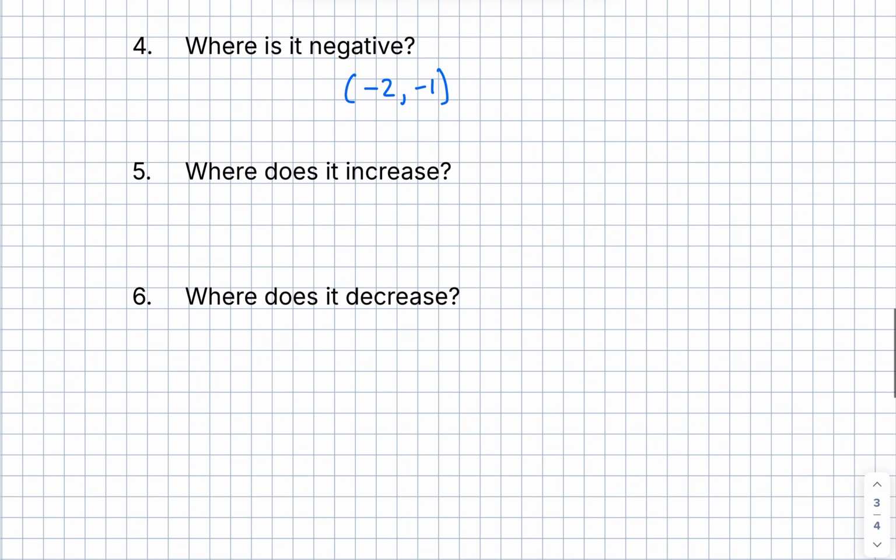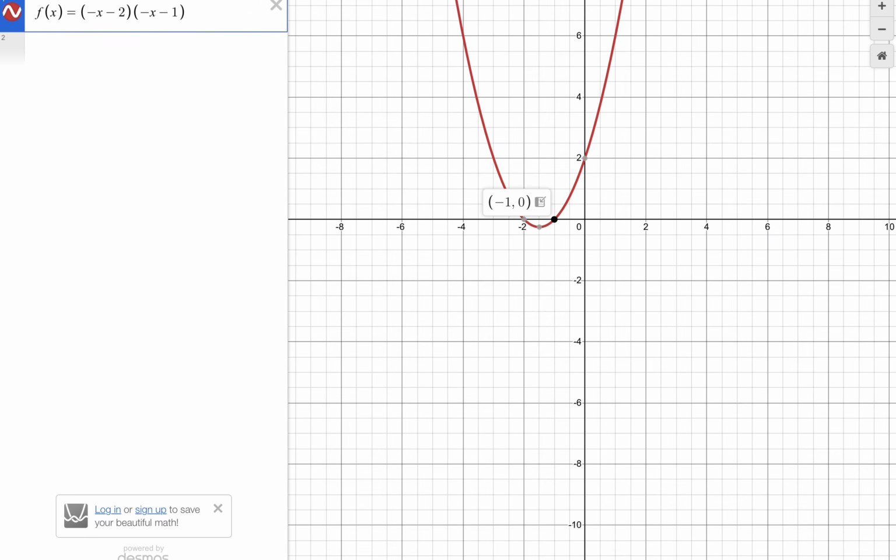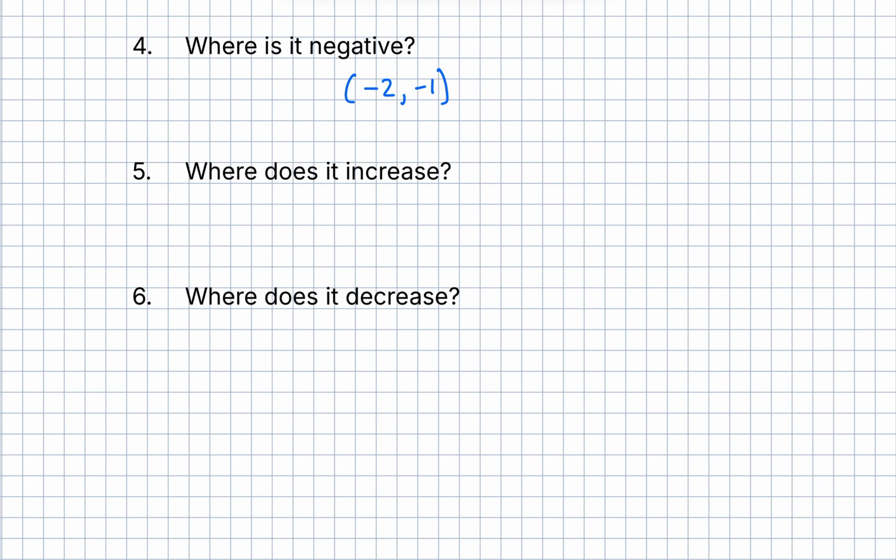And then where does it increase? It increases from this point here, okay? It says negative 1.5. So when we move to the right, as x increases, the function also increases, and then it decreases from negative infinity all the way to negative 1.5, okay?